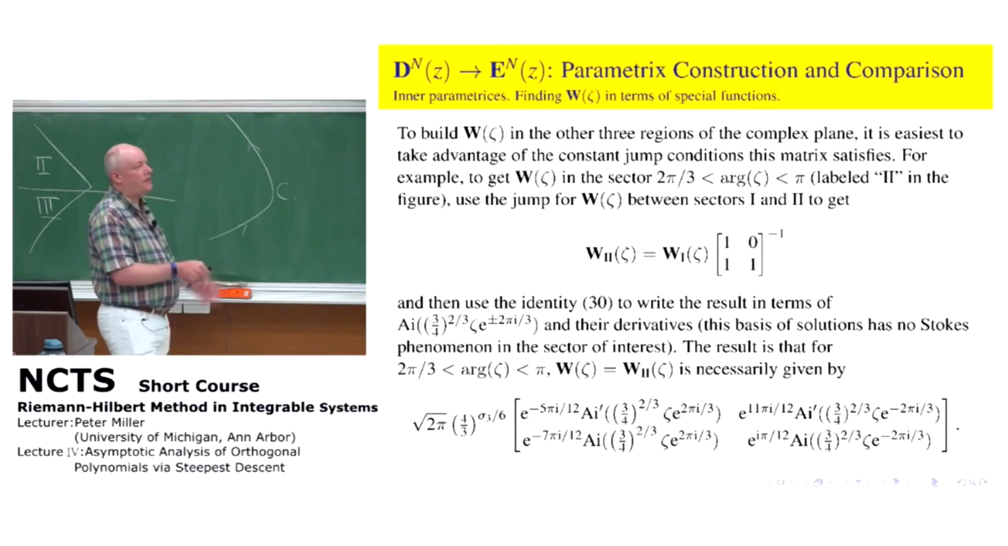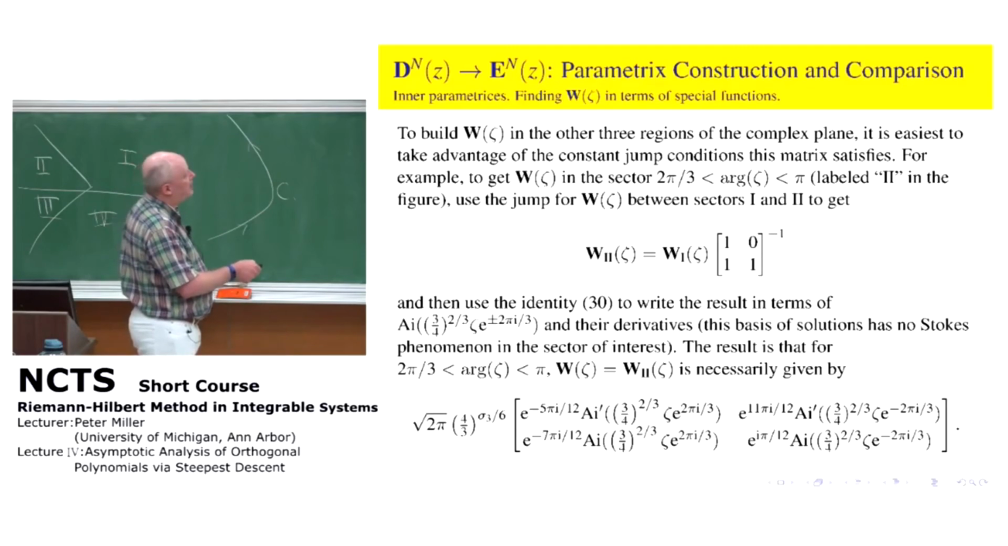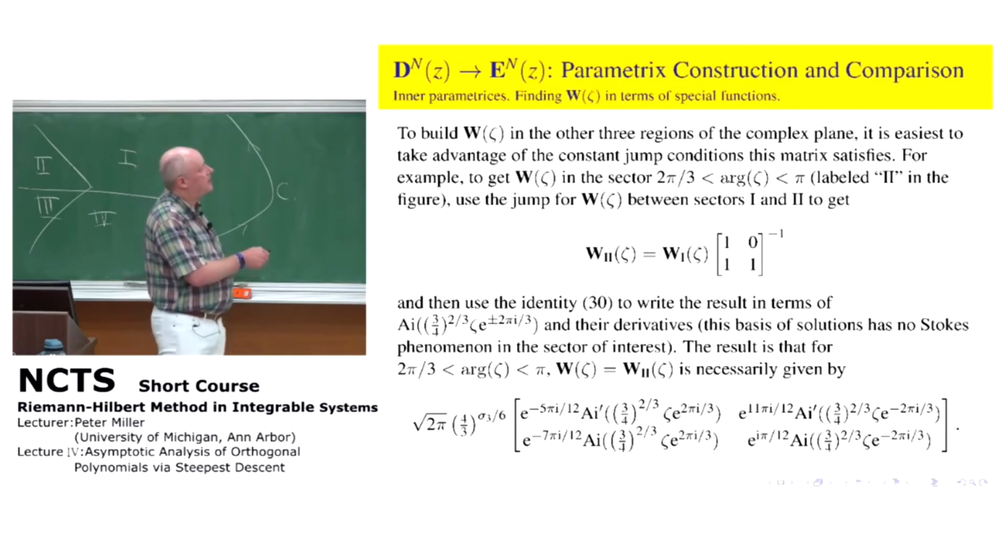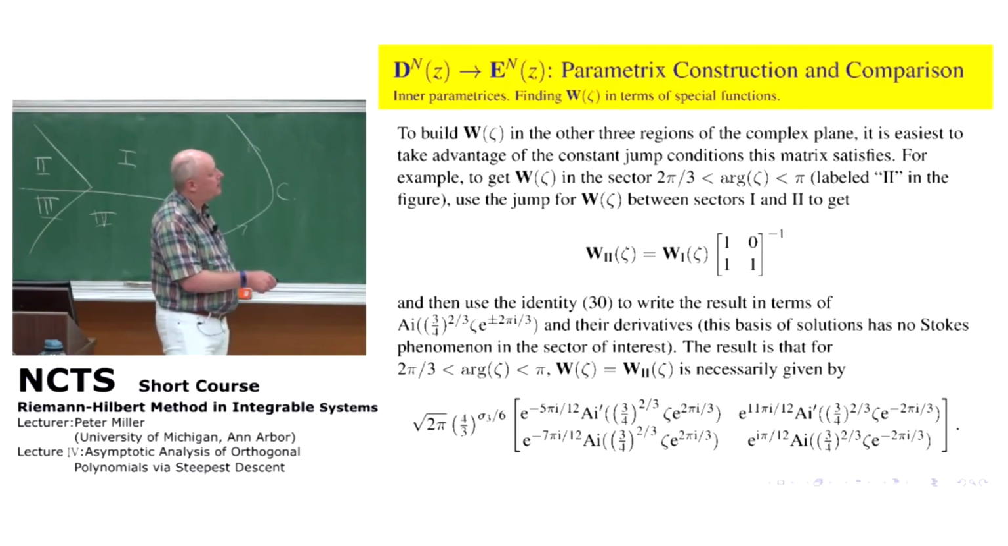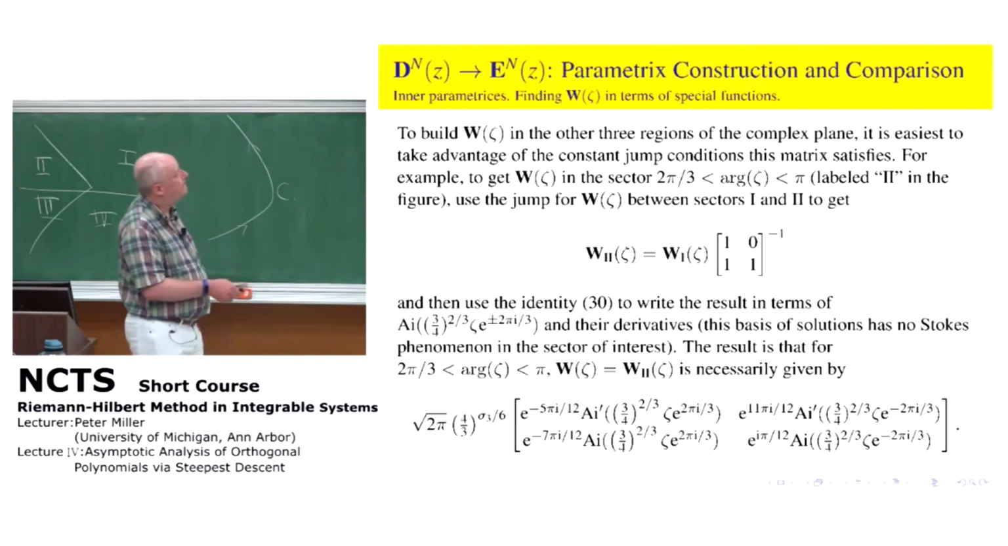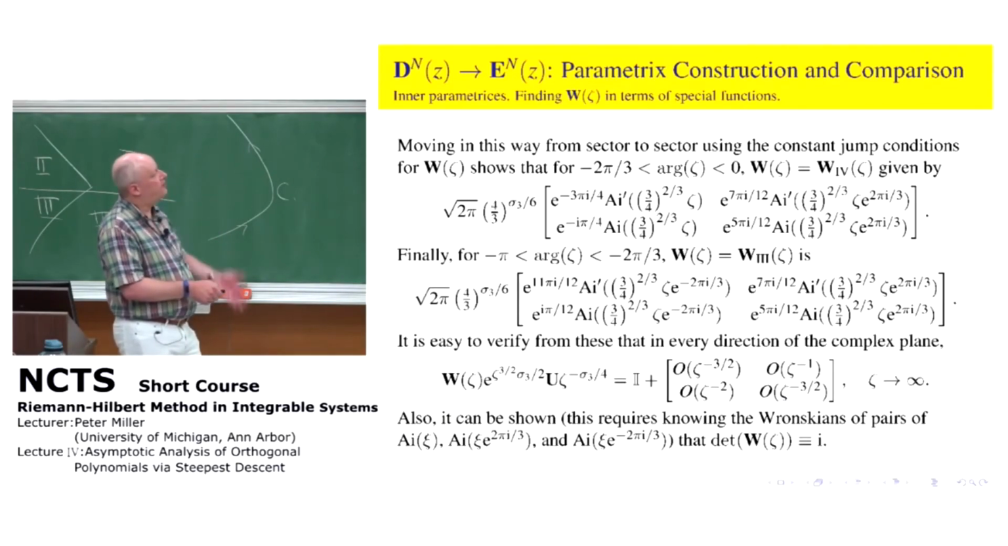And it's handy to then use the identity involving the 3 different rotations of the Airy function adding up to 0. It's useful to use that identity to write the result for sector 2 in terms of these 2 functions, because those form, according to the Digital Library of Mathematical Functions, a numerically satisfactory fundamental pair in that sector of the complex plane. That basis of solutions, what they really mean is it has no Stokes phenomenon in the sector of interest. So the result is that in this domain, the formula for W is given by this combination of Ai and Ai primes for these rotated arguments. So you just move in this way from sector to sector.